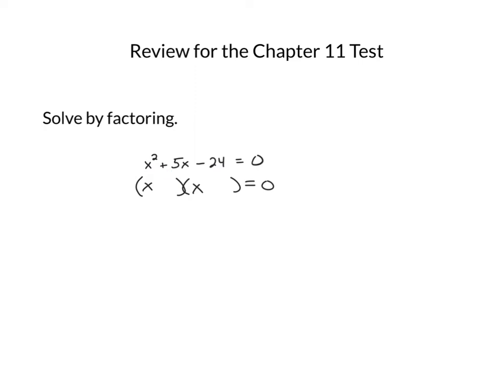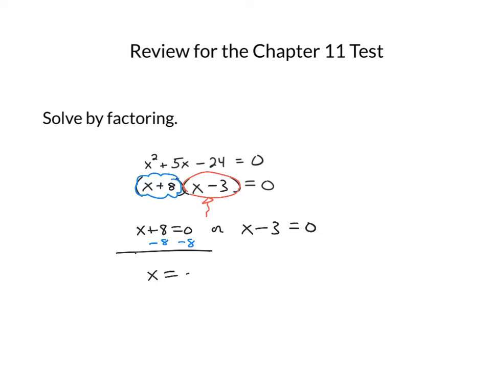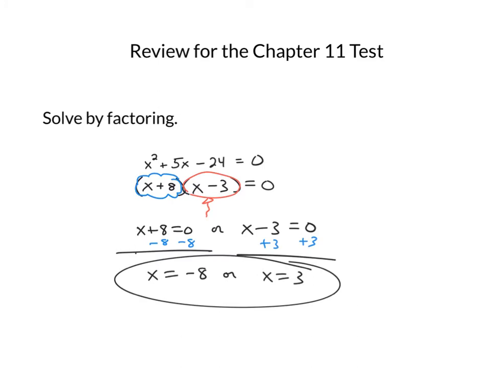And those numbers are going to be plus 8 and a minus 3. Now again, as in the last example, here's my cloud and here's my balloon. When I multiply two things and get 0, either the first one equals 0 or the second one equals 0. So for this one, I'm going to subtract 8 from both sides, and I get x equals negative 8, or I'm going to add 3 to both sides of this equation, and I get x equals a positive 3, and that's my solution.